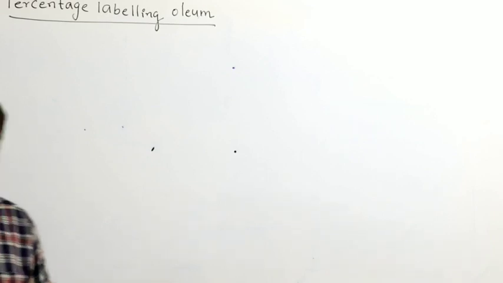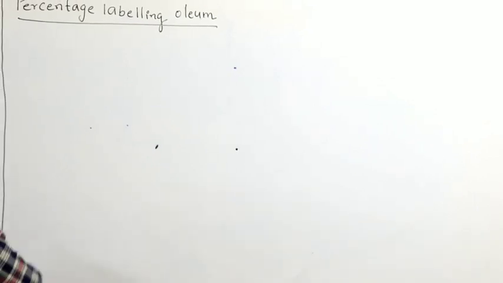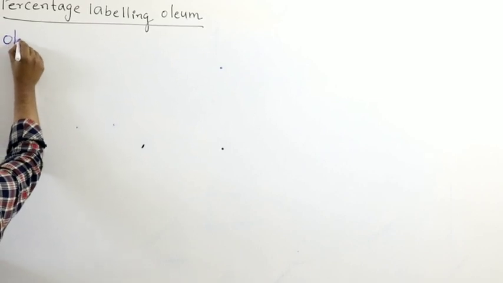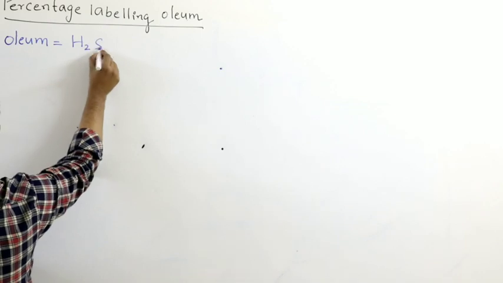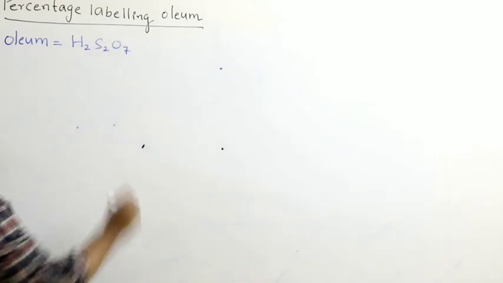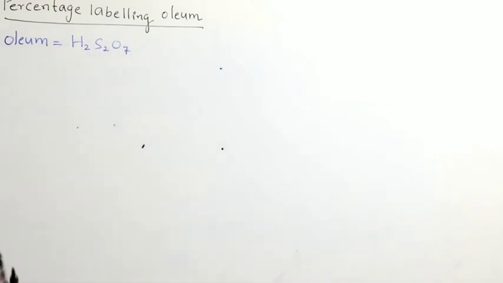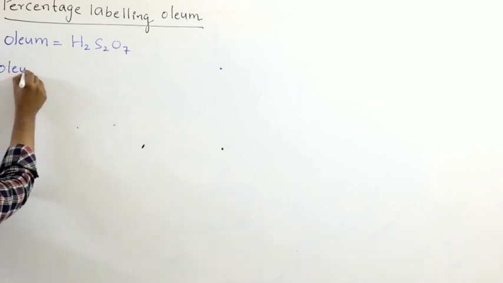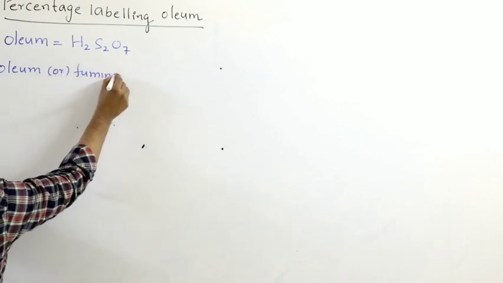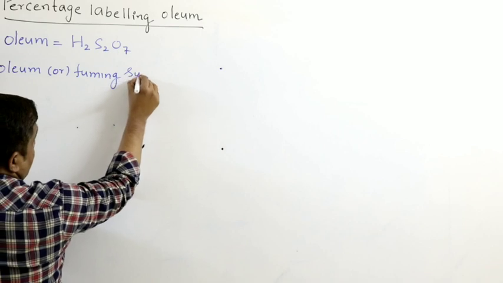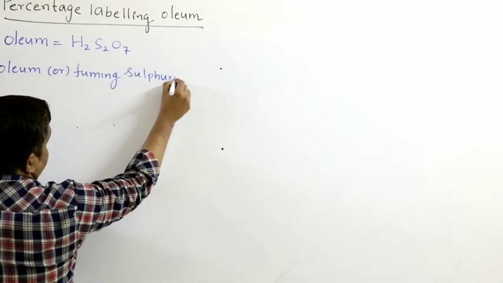Next concept is percentage labeling of oleum. So what is oleum? Oleum is H2S2O7, or you can say oleum, fuming sulfuric acid.